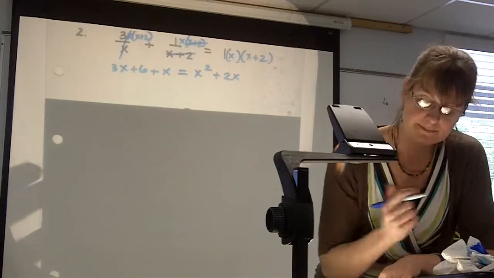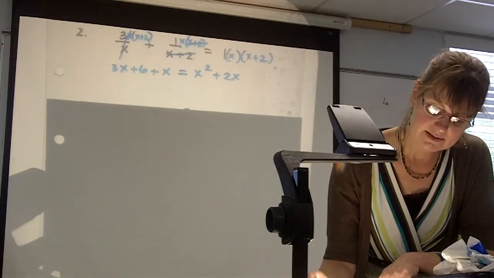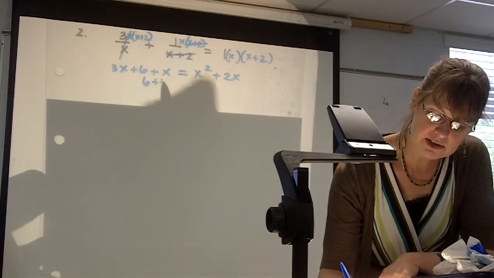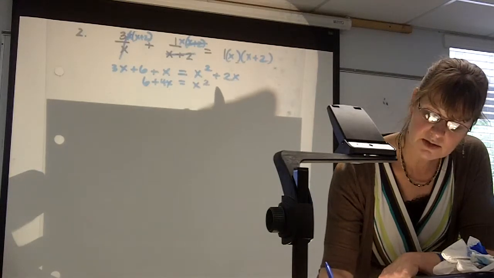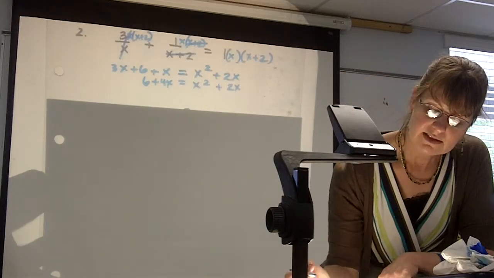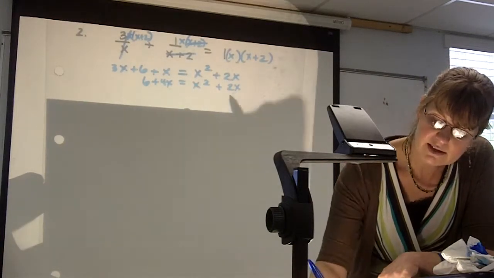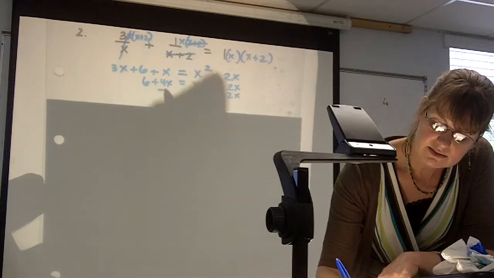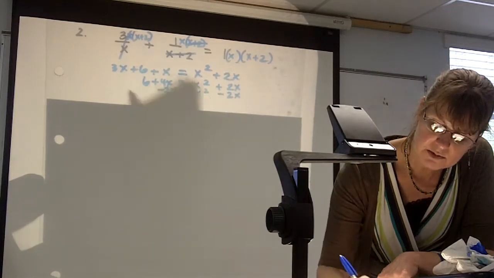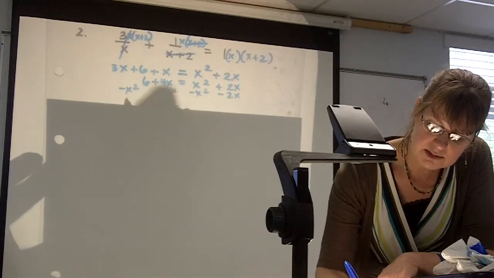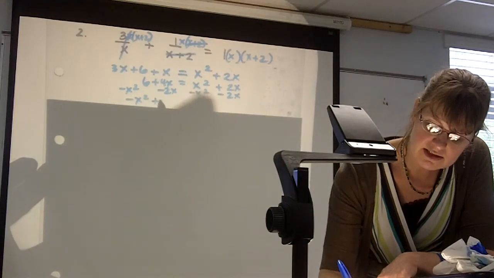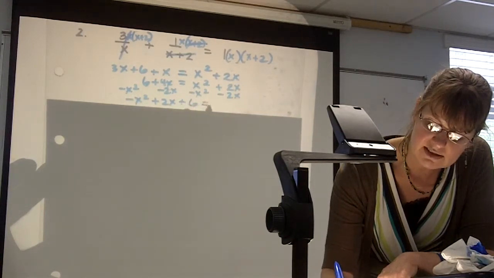Move everything over to the left: subtract x squared and 2x. Yeah, combine like terms. Okay, so we're going to have 6 plus 4x equals x squared plus 2x. Subtract 2x on both sides, and we can subtract x squared. So we're going to end up with negative x squared plus 2x plus 6 equals 0.